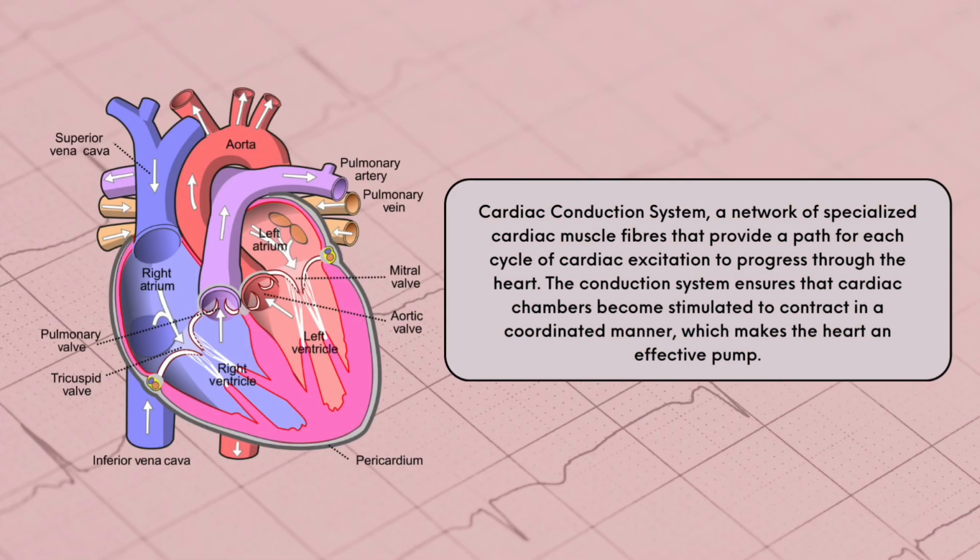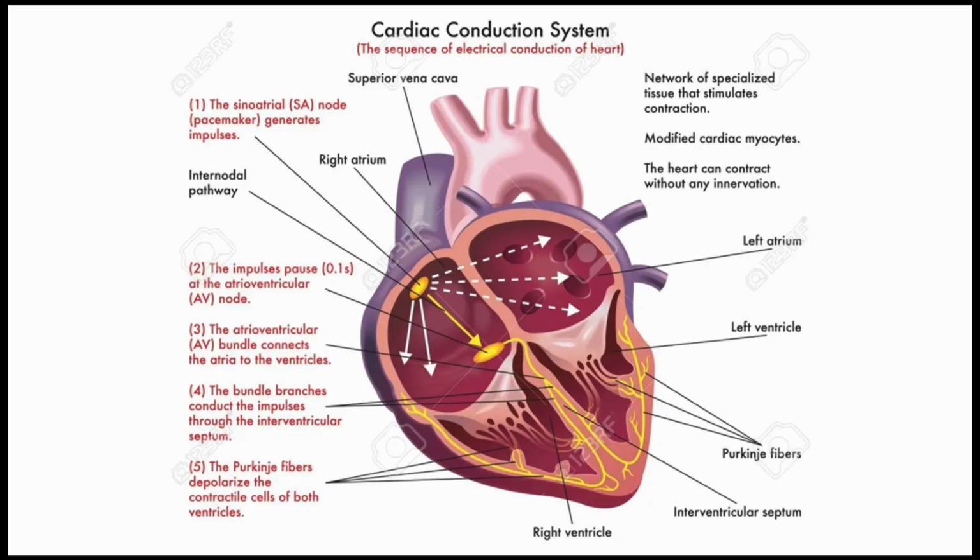Cardiac conduction system, a network of specialized cardiac muscle fibers that provide a path for each cycle of cardiac excitation to progress through the heart. This system ensures that cardiac chambers become stimulated to contract in a coordinated manner, which makes the heart an effective pump.